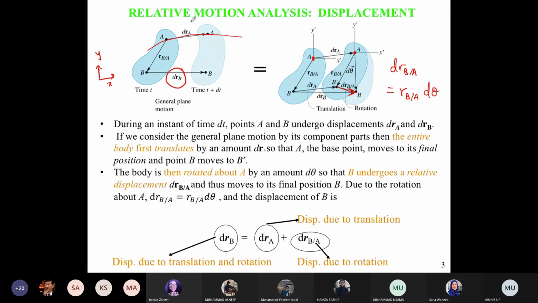ठीक? So in the Cartesian coordinates, वो vector won't be able to have that information of the curved path or not. For now.